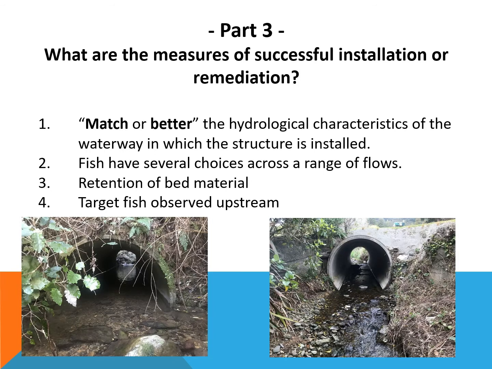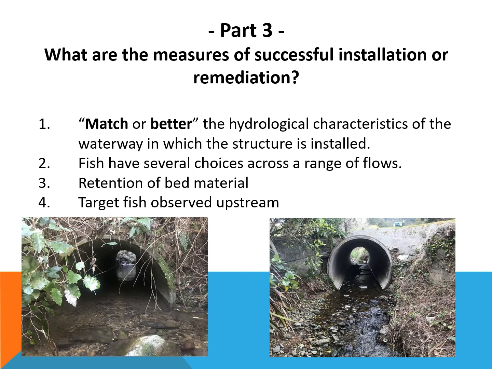The third part is what are the measures of successful installation or remediation? And this is important if you're trying to comply with various regulations. What we look at it as is a challenge to match or better the hydrological characteristics of the waterway in which the structure is installed. That means the fish will have several choices across a range of flows. There's the likely retention of bed material. Obviously, target fish observed upstream after remediation are a measure of success.